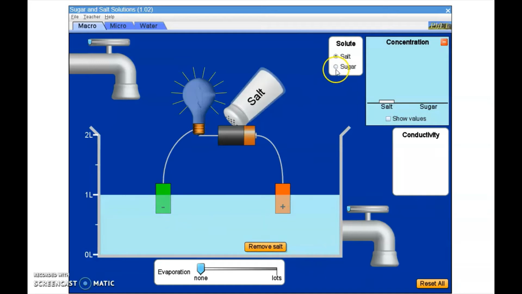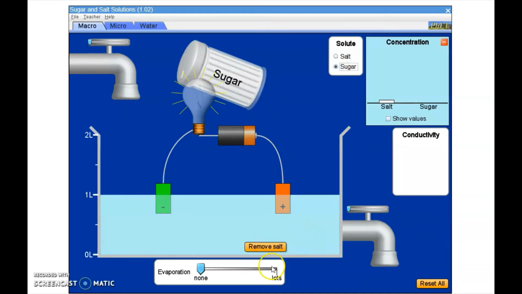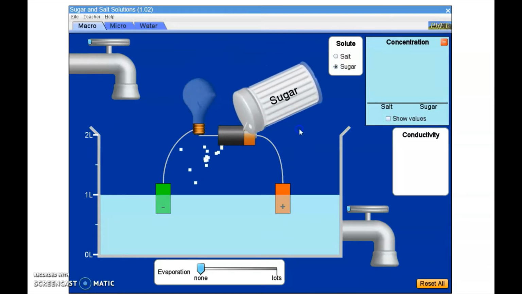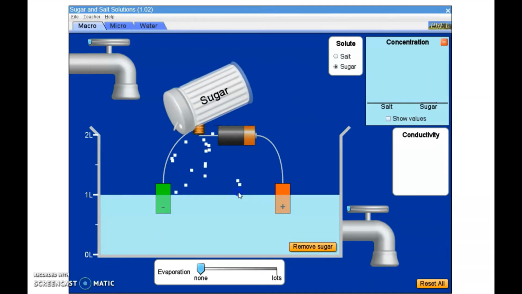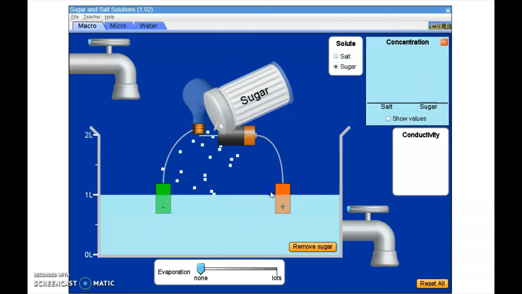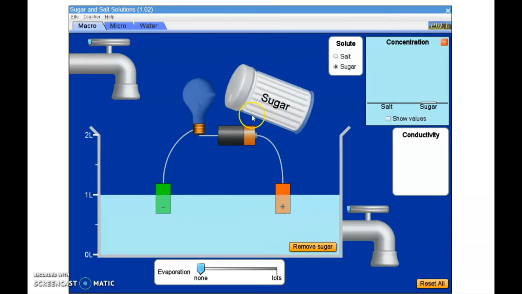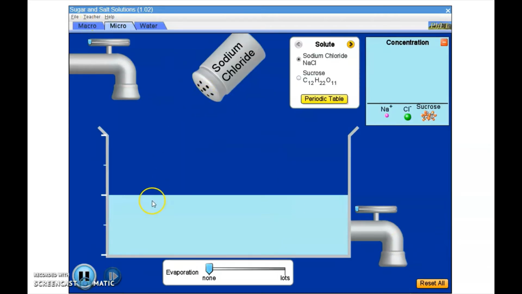Let's see if we do sugar. Let's remove salt. Let's put some sugar in here, and we will find that however much sugar we add, the conductivity does not increase. We're not able to get the light bulb to come on. Let's look at what's happening at a microscopic level.